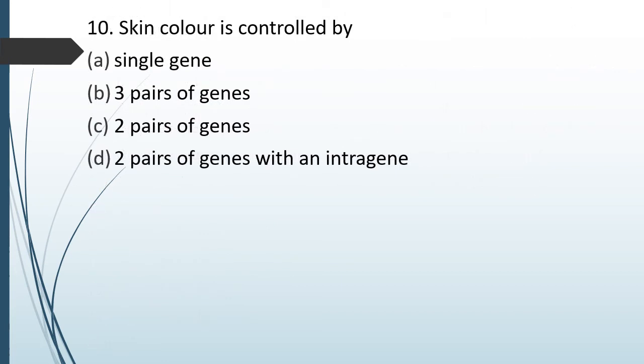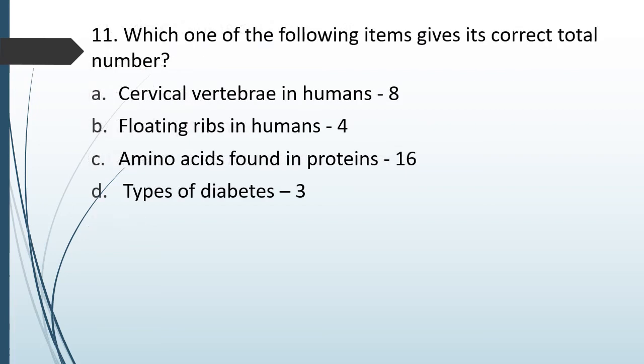Question number 88. Skin color is controlled by single gene, 3 pairs of genes, 2 pairs of genes, 2 pairs of genes with an intragene. Skin color is controlled by. Correct answer is option B. It is controlled by 3 pairs of genes. Question number 75. Which of the following items gives its correct total number? Cervical vertebrae in humans 8, floating ribs in humans 4, amino acids found in protein 16, types of diabetes 3. The correct answer is option B. Floating ribs in humans are 4 in number.